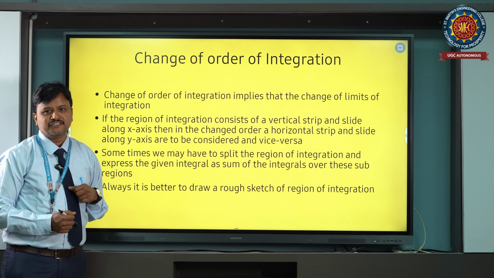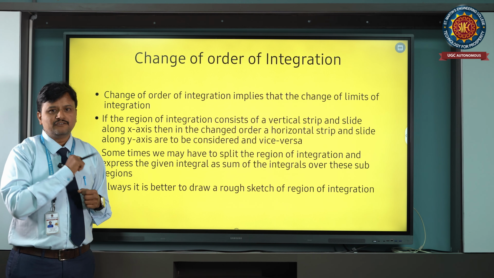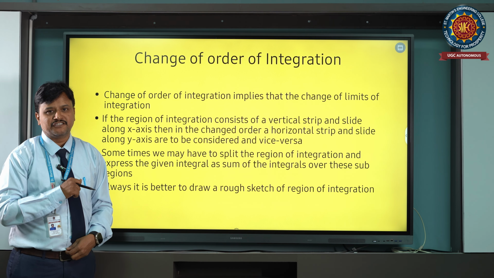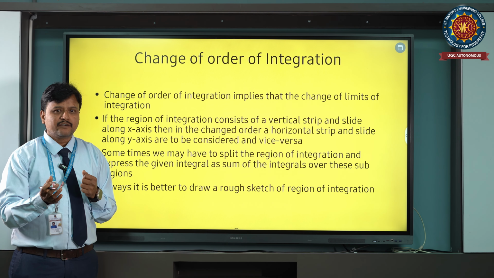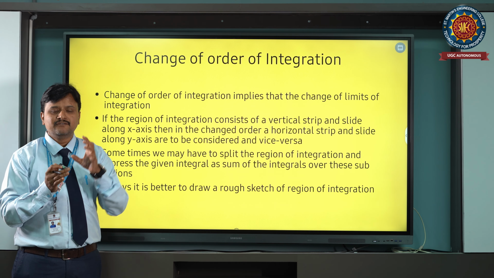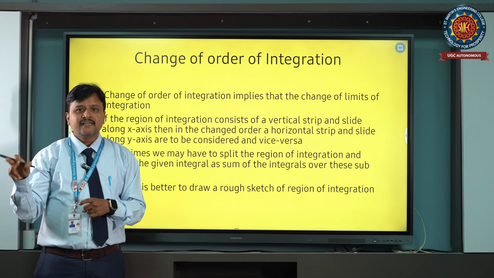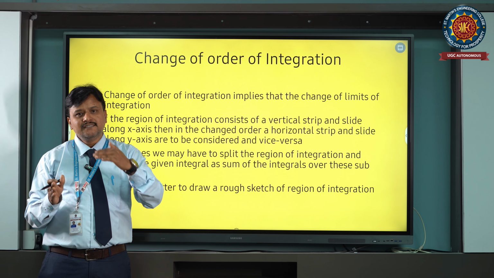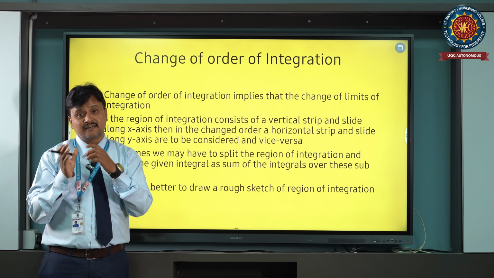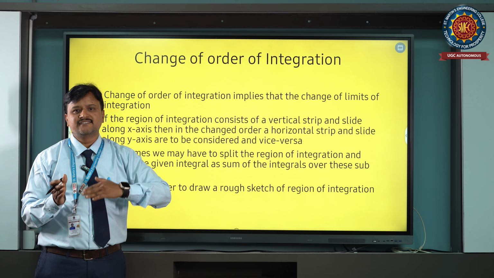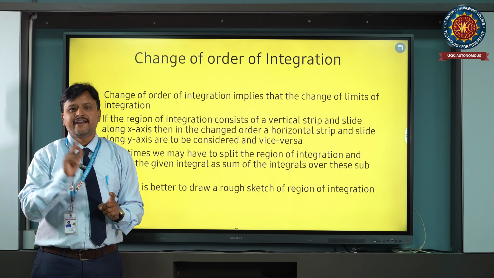Change of order of integration. Change of order of integration describes the region of integration and accordingly the limits of integration. So change of order of integration means change of order of the limits. If the region of integration consists of a vertical strip sliding along the x-axis, then on changing the order we have to consider a horizontal strip sliding along the y-axis. If the region of integration consists of a horizontal strip sliding along the x-axis, then on changing the order we have to take a vertical strip sliding along the x-axis.